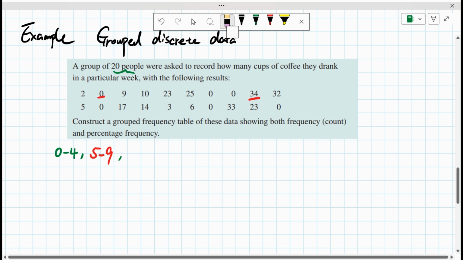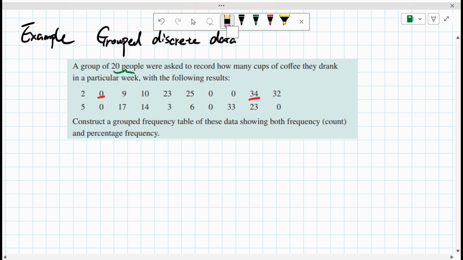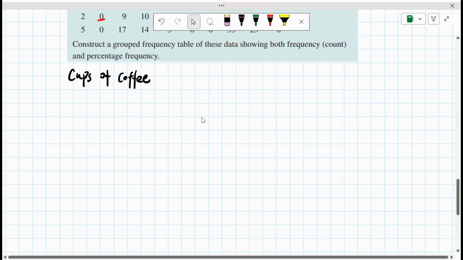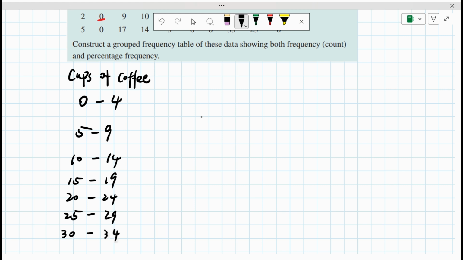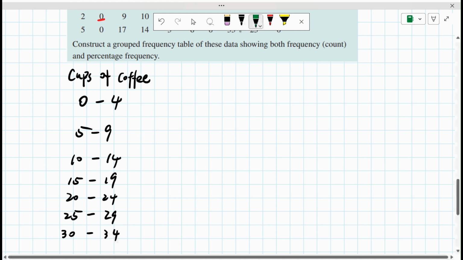To make the table look like this: cups of coffee per week, I can write 0 to 4, 5 to 9, 10 to 14, 15 to 19, 20 to 24, 25 to 29, and 30 to 34. Perfect. And then the frequency.